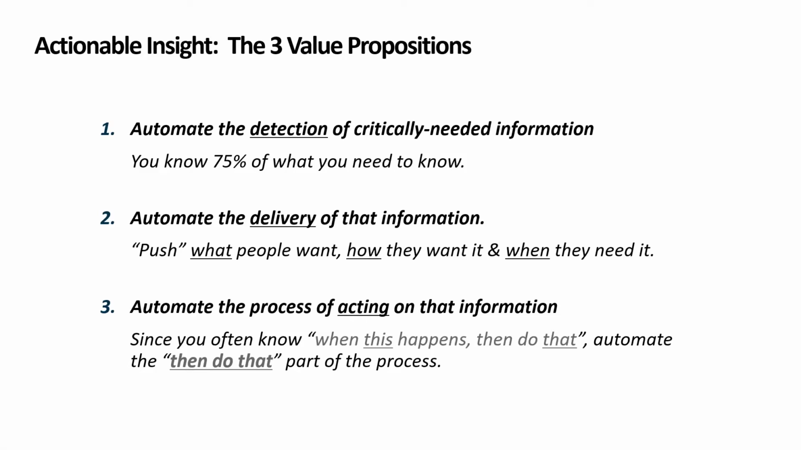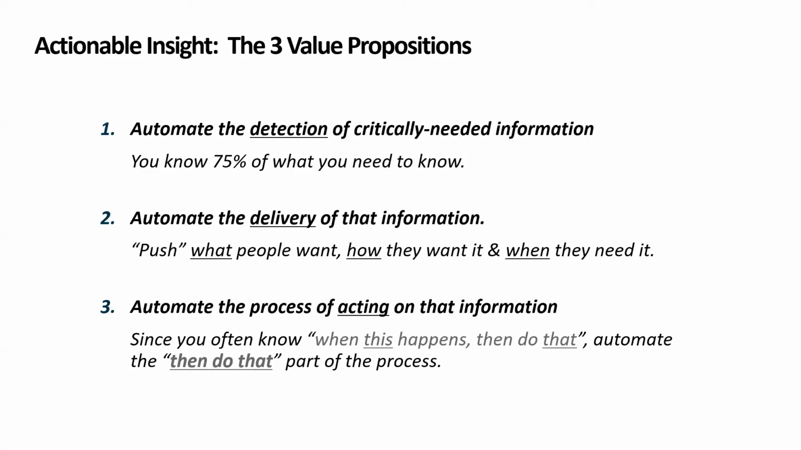So we can automate the detection of the critically needed information, the 75% of what you need to know, but let's avoid you having to go in and request it. Let us let you know when there's information out there that meets those conditions. We can automate the delivery of that information. So different people might have different things they want to see. Some people are going to want it in plain text. Sometimes you'll be sending something to a customer that's a very friendly sort of business letter format.